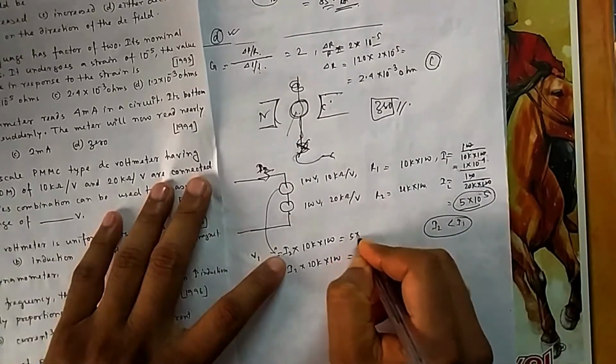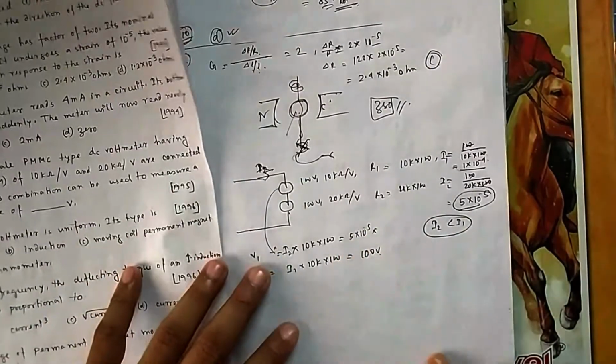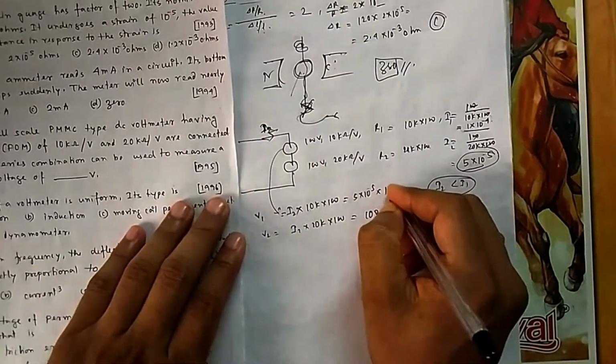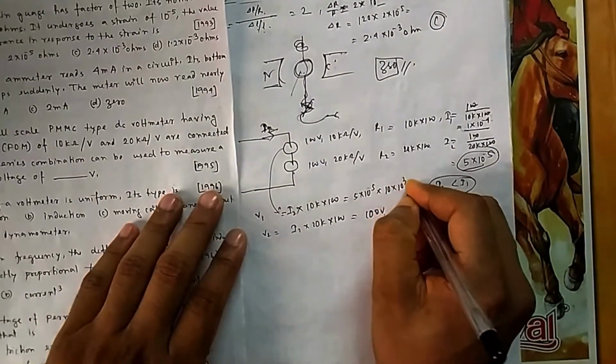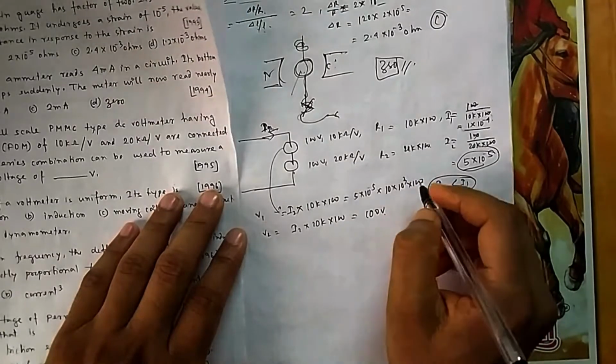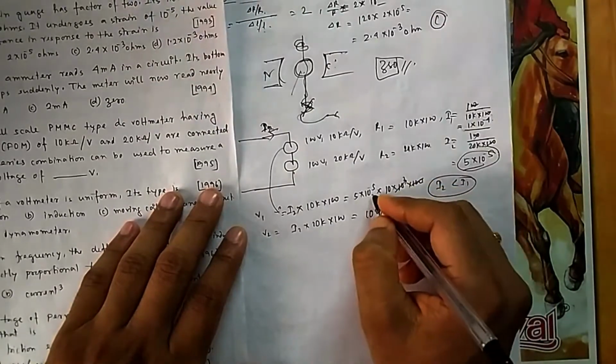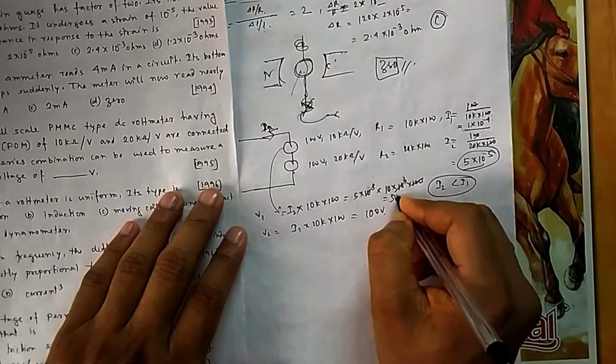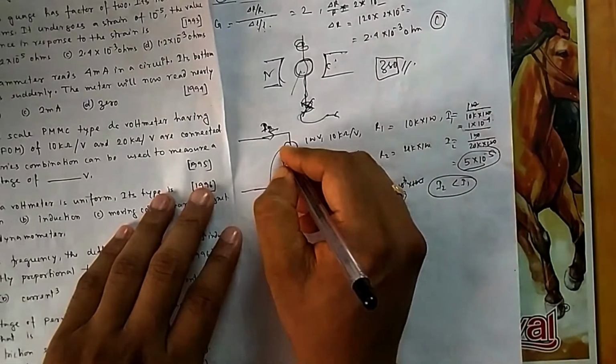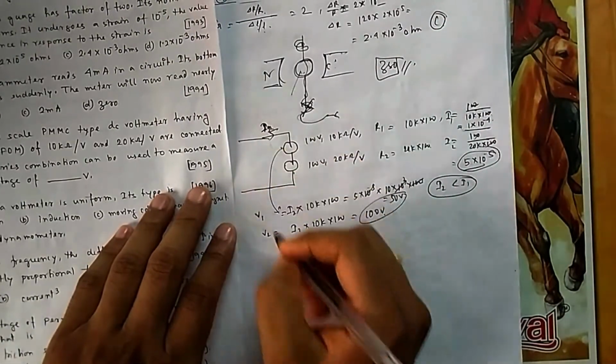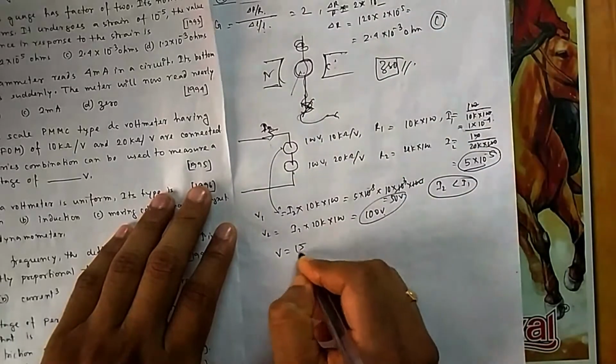But here it can change, because here you are giving less current than its maximum permissible current. 10 into 10 to the power 3 into 100. So 100 into 10 to the power 3, this will go, so it is 50 volt. So total voltage it can measure is 50 plus 100, because in series voltage will be added, so it will be 150 volt it can measure.